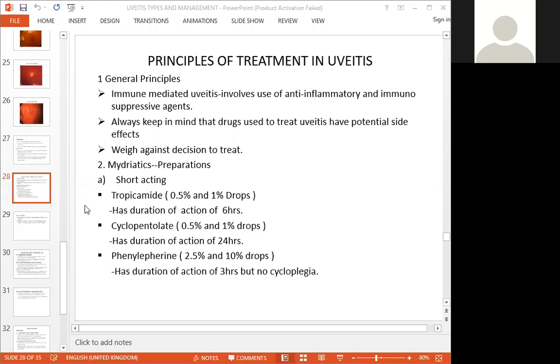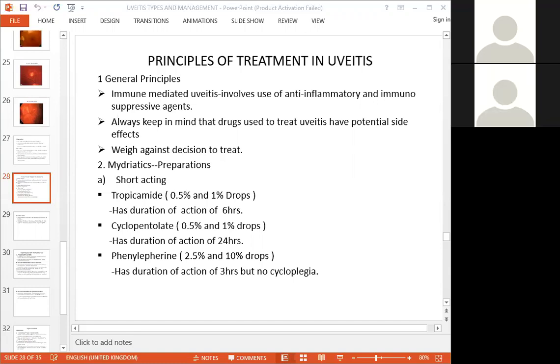Immune mediated uveitis involves use of anti-inflammatory and immunosuppressive agents. Always keep in mind that drugs used to treat uveitis have potential side effects. Like any other disease you are treating, you should always be aware that there are side effects to all these things. Weigh against the decision to treat.